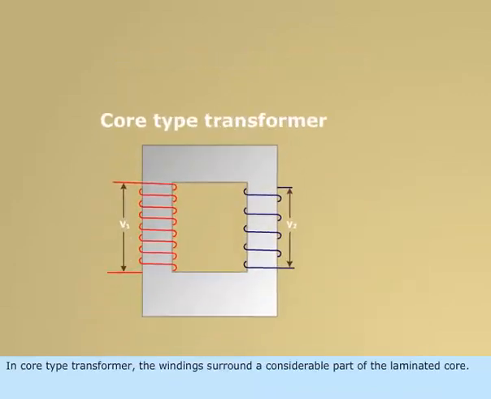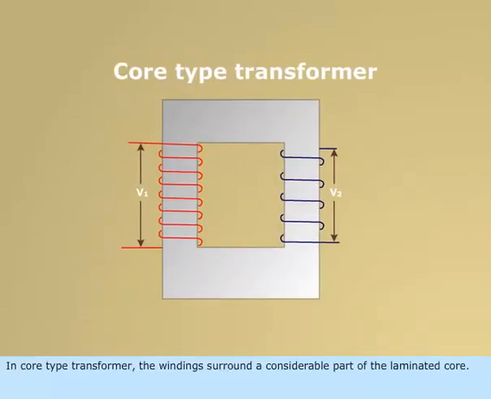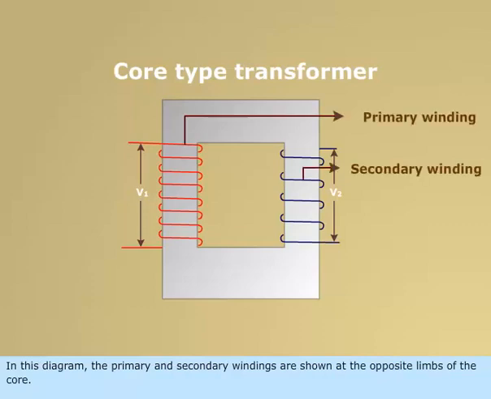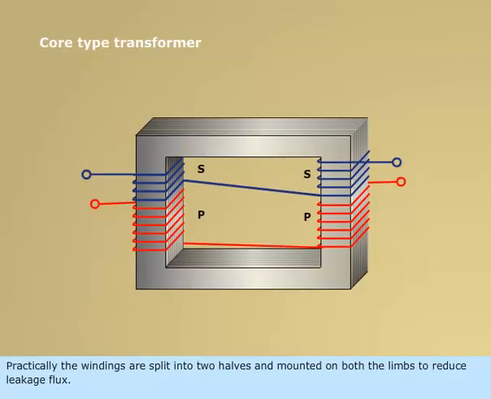In core-type transformer, the windings surround a considerable part of the laminated core. A simple diagram of core-type transformer is shown in figure. In this diagram, the primary and secondary windings are shown at the opposite limbs of the core. Practically, the windings are split into two halves and mounted on both the limbs to reduce leakage flux.